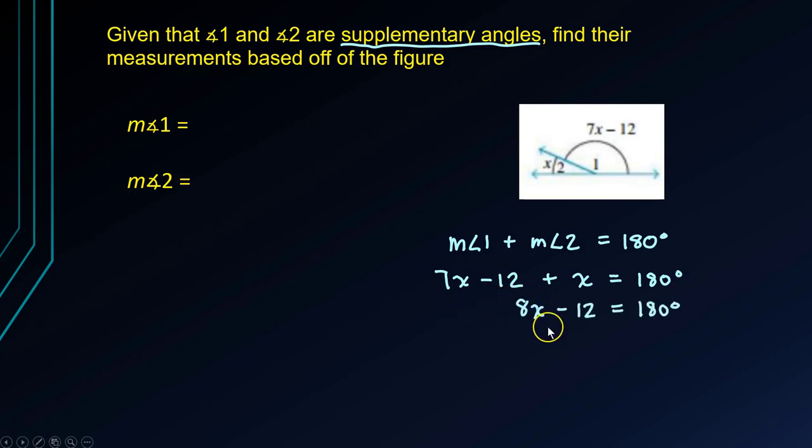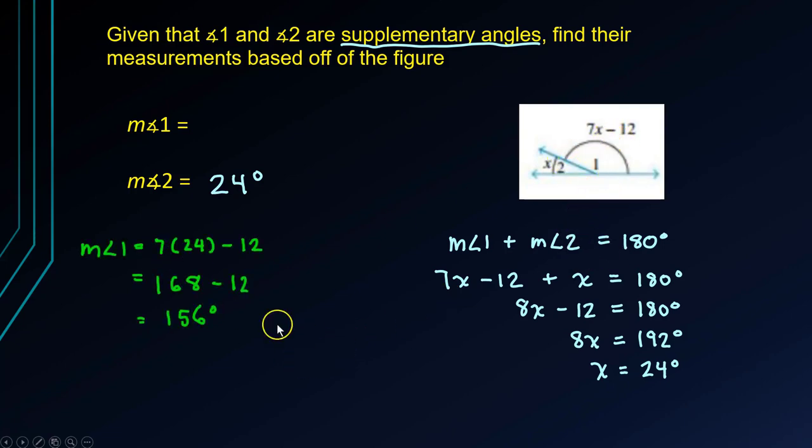Which means I get the equation 8x minus 12 equals 180. Adding 12 to both sides means that 8x would equal 192. And dividing both sides by 8, I would get that x would equal 24 degrees. Now I have a couple of options to figure out what the measurement of angle 1 is. One of them is seeing, well, since angle 1 is 7x minus 12, I can just take the x value and insert it and calculate it out to get 156 degrees.